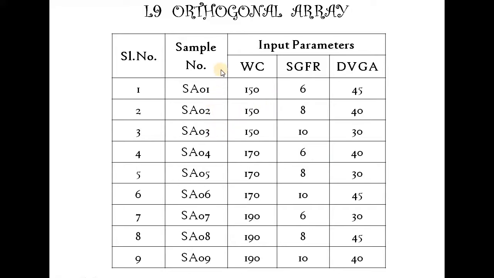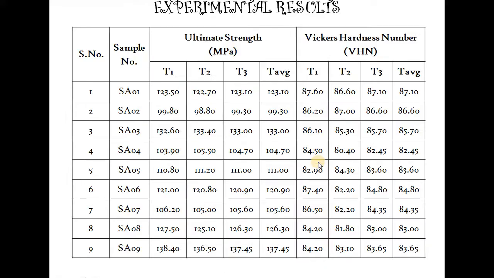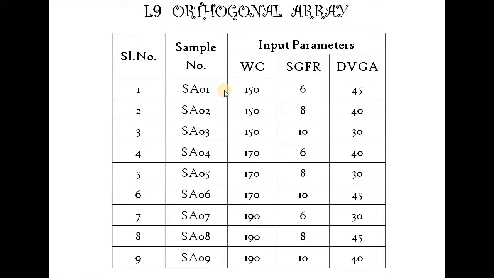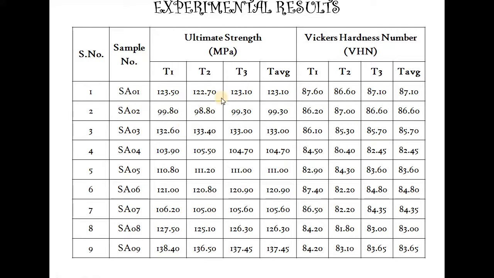They took the L9 orthogonal array. SA1, SA2 is the sample number. These are the input parameters, derived from the orthogonal array. Then the experimental results: based on conducting the tests, we get the output results. Here the output responses are ultimate strength and Vickers hardness number. The experimenter took three tests for one sample and took the average. The averages are mentioned here.